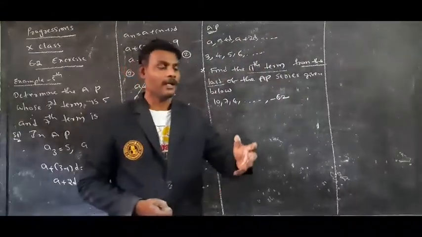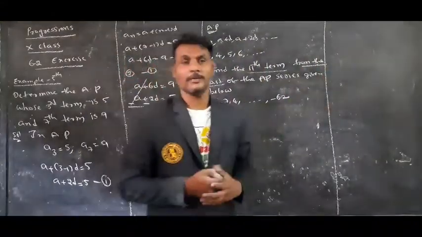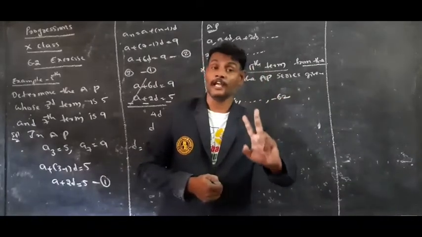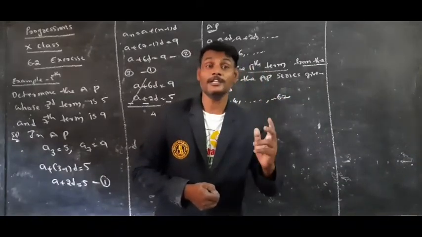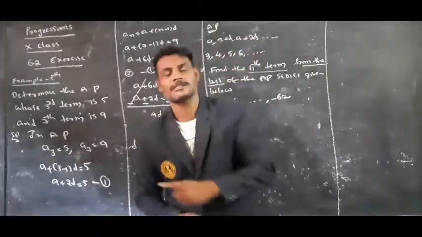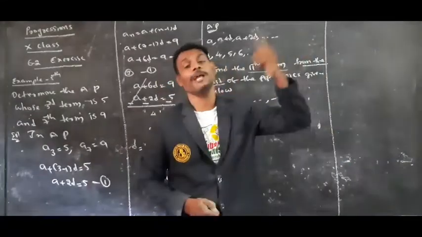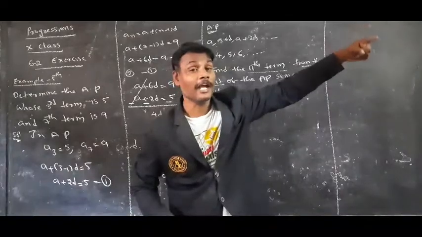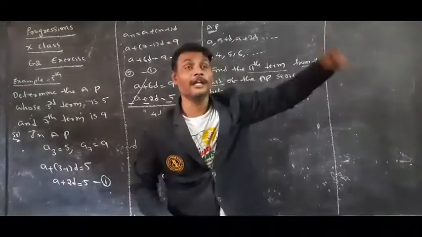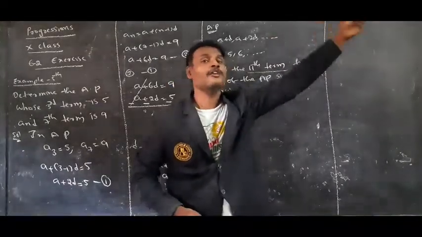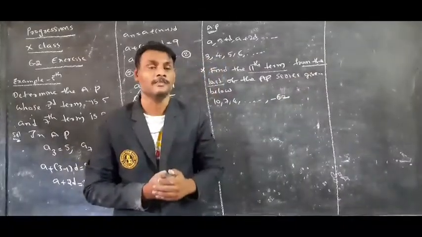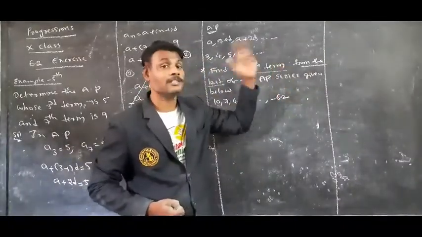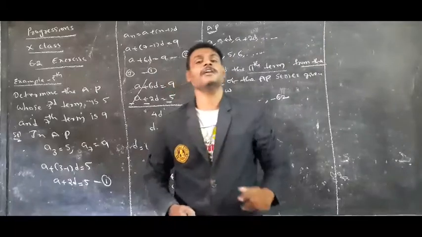For example, suppose there are 1 to 100 terms. What is the second term? Second is the second term. Then what is the second term from last? It means you have to count from the last. The last term is 100. Before that, 99. Before that, 98. So 99 is the second term from the last. He is not asking for the 11th term; he is asking for the 11th term from the last.